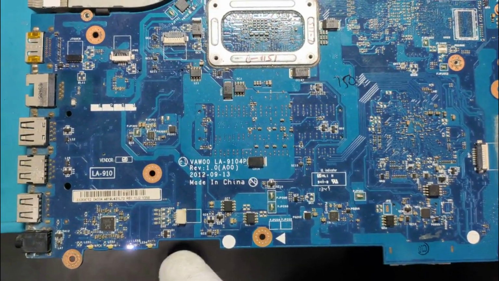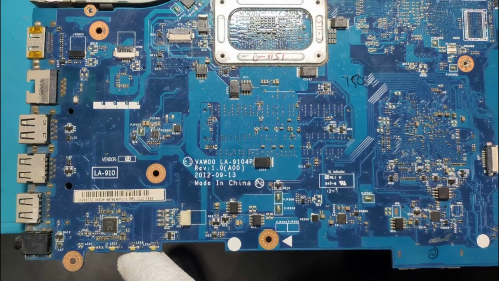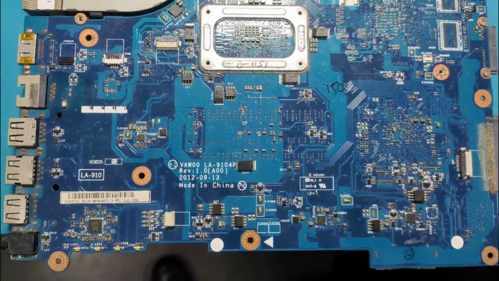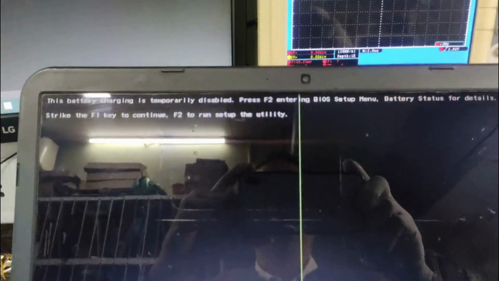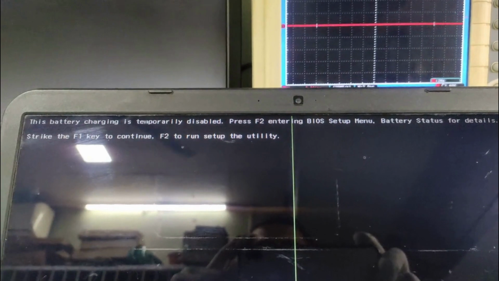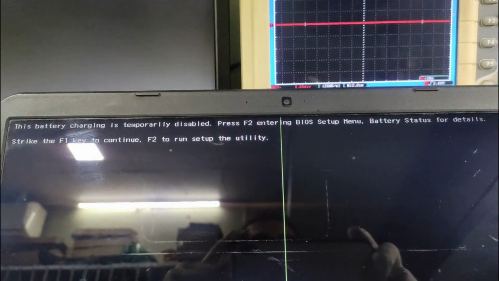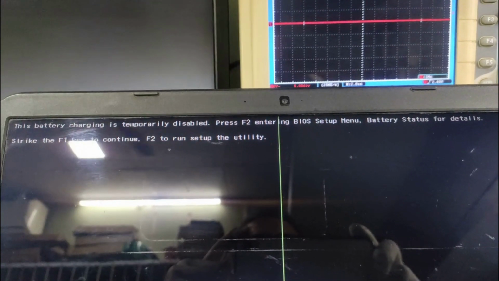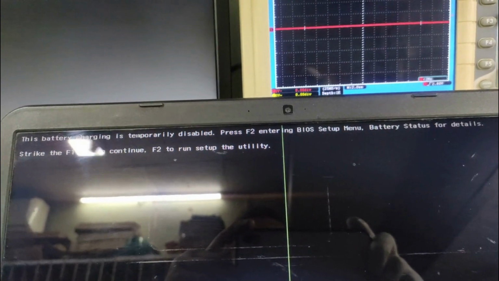As you can see, here the charging indication comes on for some time and then shuts off. As you can see, battery charging is temporarily disabled. Press F2 to enter the BIOS menu, battery status or details. Press F1 key to continue or F2 for setup or to end the utility.